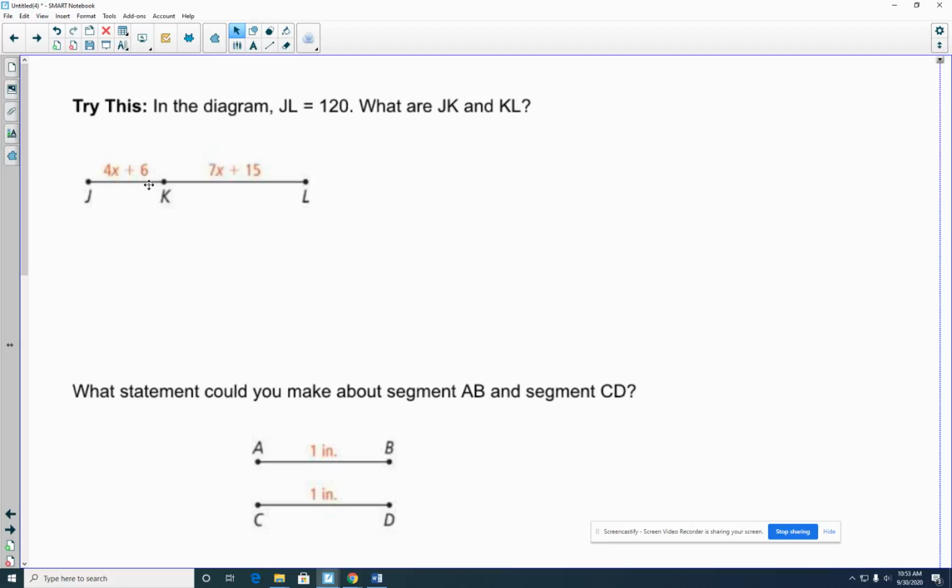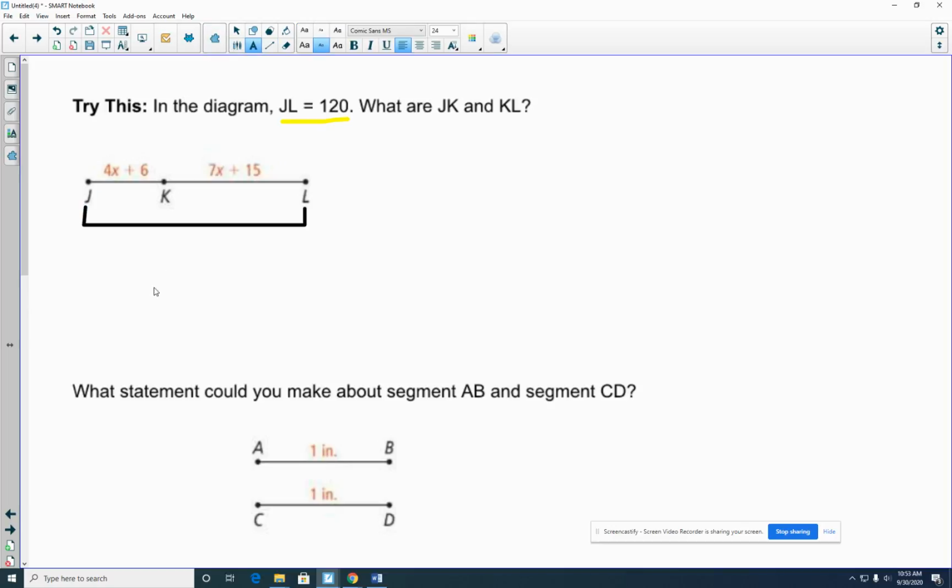So now we're given that JK is 4x plus 6 and LK is 7x plus 15. They're also giving us this information here that JL is 120. So again, I like to put my little bracket from here to here, here to here, and now this value is 120. So again, I'm going to use segment addition. I know that JK plus KL has to be the same length as JL. So I'm going to write that down, right? JK plus KL equals JL.